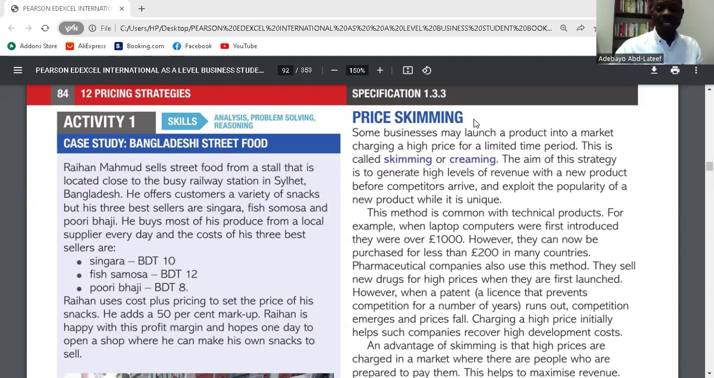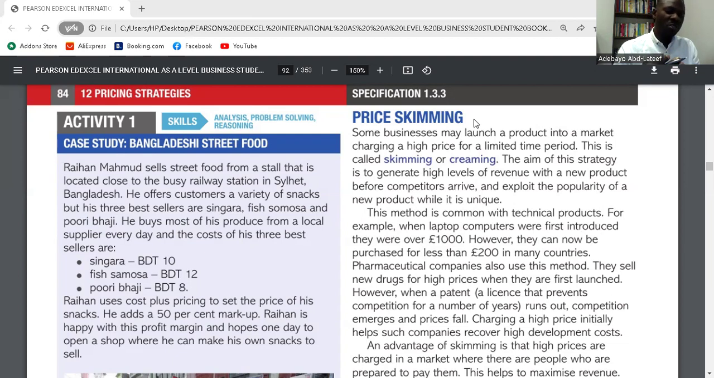So for price skimming, they said some businesses may launch a product into a market, charging a high price for a limited time period. This is called skimming or creaming. The aim of this strategy is to generate high levels of revenue with a new product before competitors arrive and exploit the popularity of a new product while it is unique.